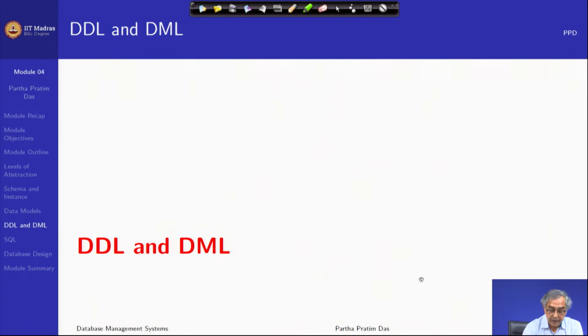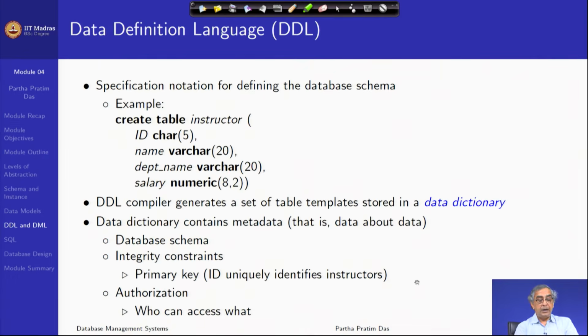The next is DDL and DML. DDL stands for data definition language. So, what you have got is a schema and an instance. You need a way to express a schema, and you need a way to manipulate the instance. The way to deal with the schema is DDL, data definition language, because it defines the structure of the data, it defines the schematic of the data.